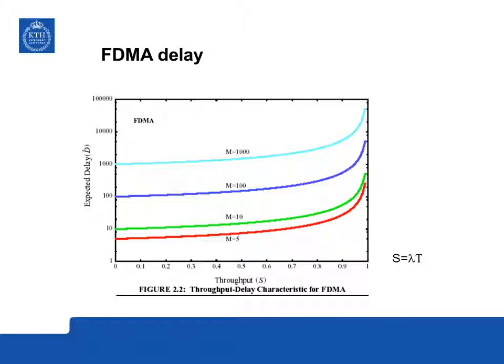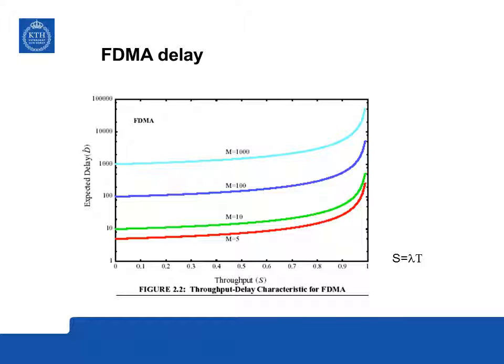Looking at a graph of this expression, it looks like this. You can see that, as expected, if we have, let's say, the blue curve, 100 transmitters transmitting at the same time, the expected delay will be 100 when the traffic intensity or the throughput is very low. Even though the system is empty, we have to wait 100 time slots, since we get only 1/100th of the channel.